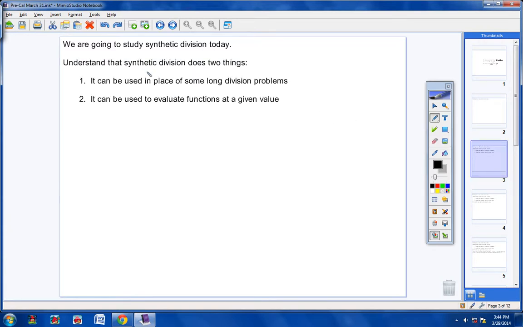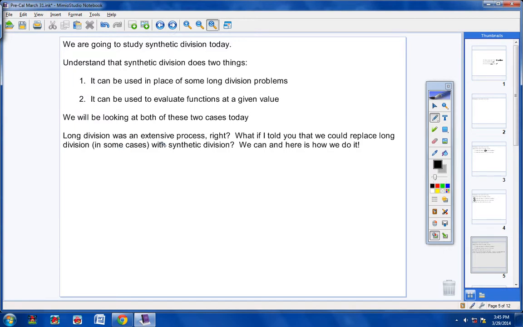Understand something. Synthetic division does two things. It can be used in place of some, not all, some long division problems. Isn't that good news? I mean, think about how long it took to do long division of polynomials, okay? Number two, synthetic division can be used to evaluate functions at a given value, okay? Instead of using direct substitution, you can use synthetic division, all right? We will be looking at both of these cases today, okay? Case number one and also case number two.